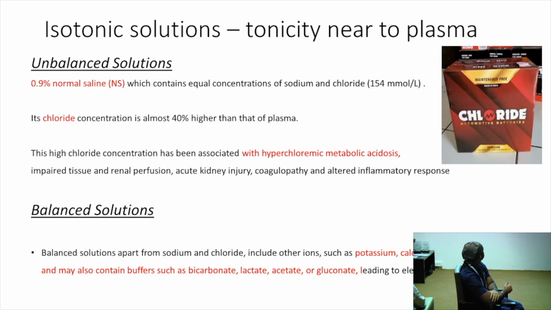And which are the isotonic solutions with similar osmolarity? Normal saline and the balanced salt solution. But what is the problem with normal saline? High chloride concentration, hyperchloremic metabolic acidosis causing acute kidney injury, coagulopathy. But remember, this doesn't happen with the amount of fluids we give in septic shock. It happens with very high volume loading.